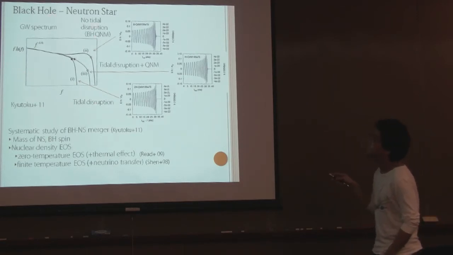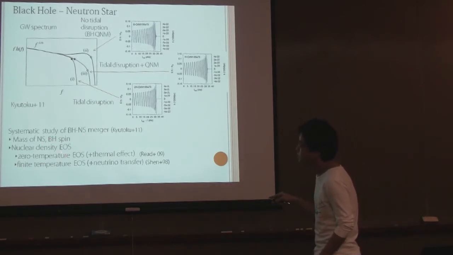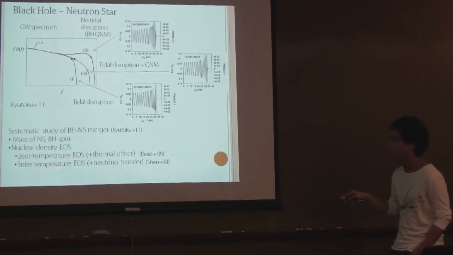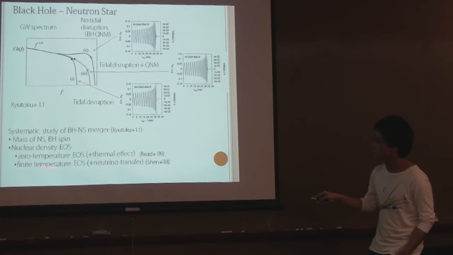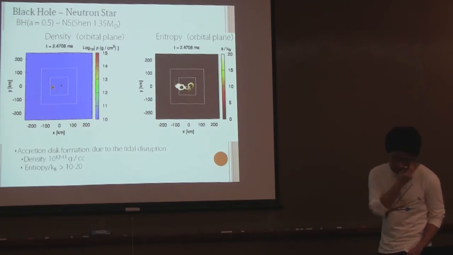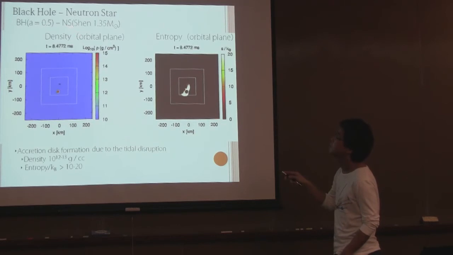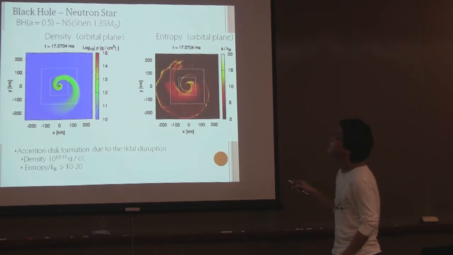We explored black hole neutron star simulations by performing a systematic study with zero temperature equations of state and finite temperature equations of state separately. Today I would like to introduce the finite temperature results. This is a result for the model in which the black hole has spin 0.5 and the neutron star mass is 1.35 solar masses with the Shen equation of state. The left-hand side figure is the density, and the right-hand side figure is the entropy. The mass ratio is 3.